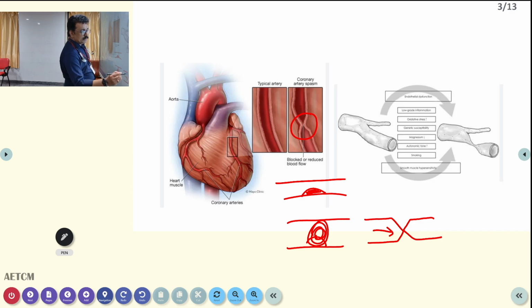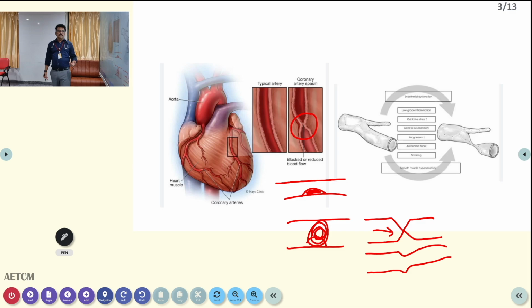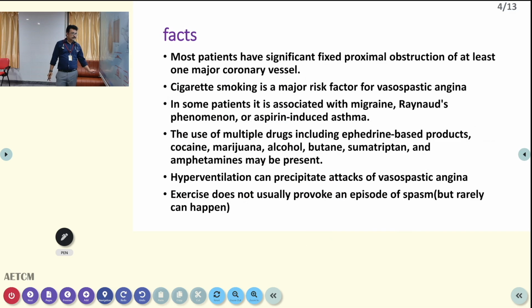But after some time, this can revert back to normal, because after taking just rest, or after taking nitrate or diltiazem, a calcium channel blocker, this can reverse back. So you can see here the spasm completely blocks the blood flow to the other side. The patient can have symptoms of angina during that. Some patients can have a fixed obstruction, and on top of that, the patient develops spasm.